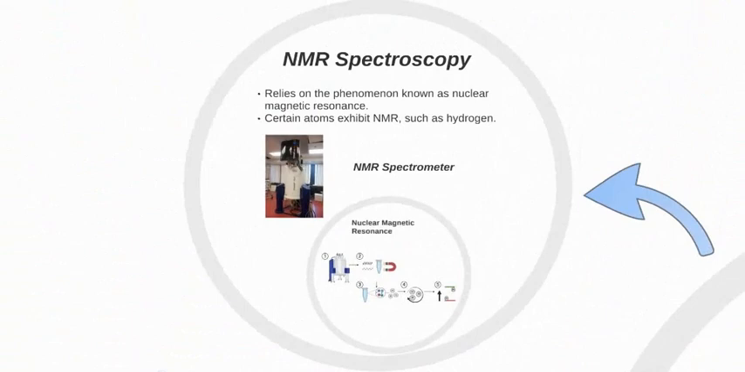NMR spectroscopy is the answer. NMR spectroscopy relies on the physical phenomenon known as nuclear magnetic resonance. This is exhibited by certain atomic nuclei, such as hydrogen. But how does it actually work?